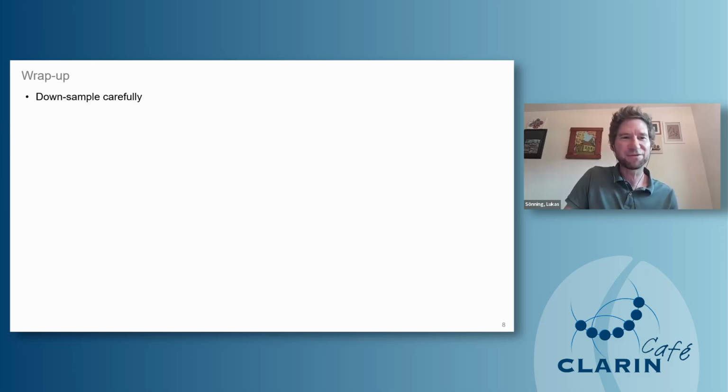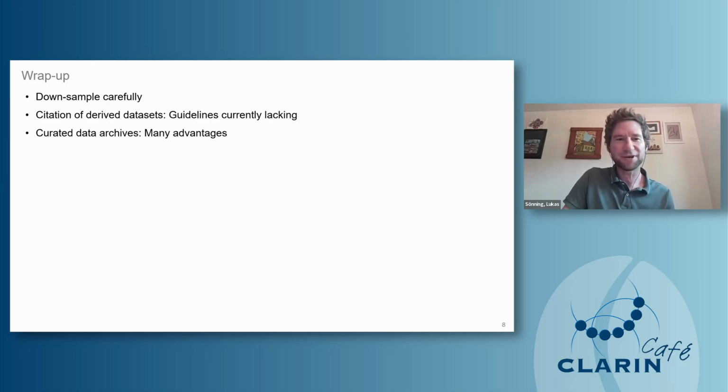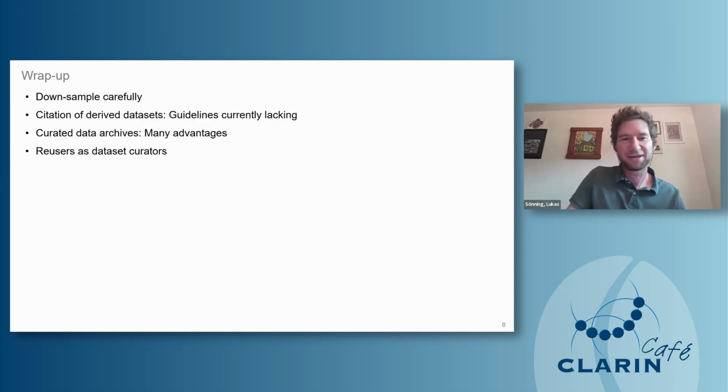So to wrap up, the first one goes out to corpus linguists. Please downsample carefully. And more to the point today, citing derived data sets, there are no guidelines around, so I guess contacting the original authors is usually a good strategy. Using a proper data archive has many advantages, both for depositors and for future reusers. And we as reusers are always dataset creators, supporting the long-term utility and sustainability of data. Yeah, that's it. Thanks for listening.